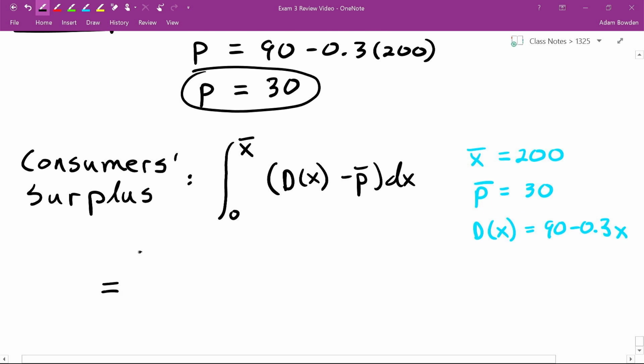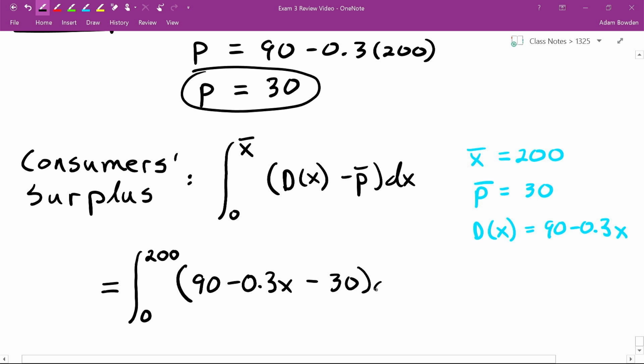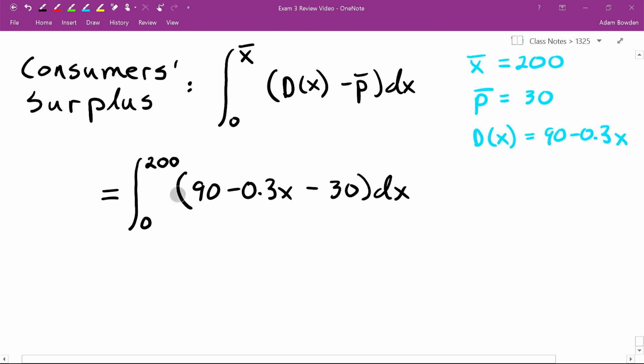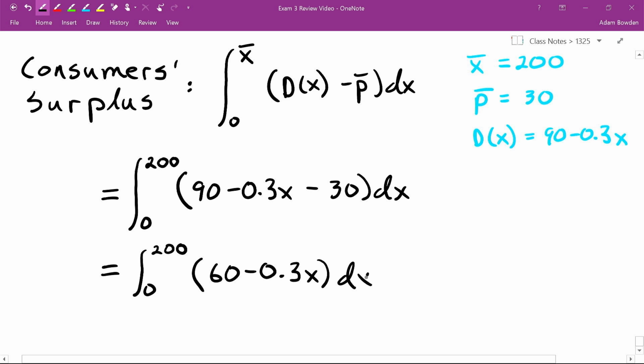It'll look like the integral from 0 to 200 of 90 minus 0.3x minus 30 dx. Okay, and so that would be the integral from 0 to 200 of 60 minus 0.3x dx. And again, we're going to calculate this by finding the antiderivative. We're going to plug in the 200 minus, and then we'll plug in the 0.